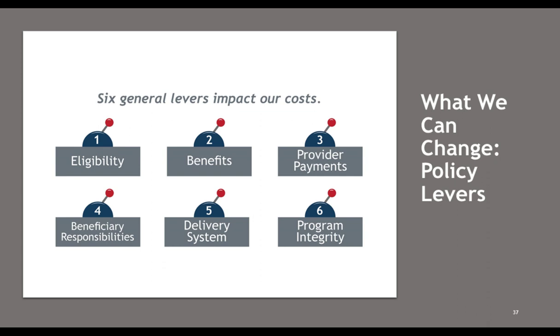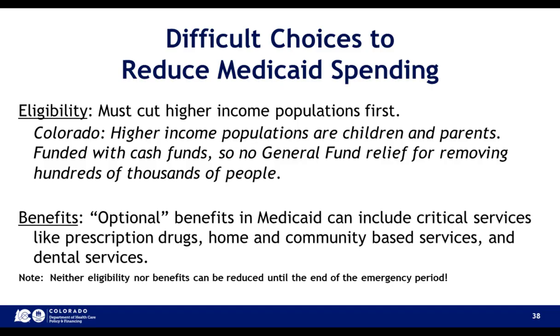So you have to be careful about that. You could also do some other things like change your delivery system, switch from fee-for-service to managed care, or make changes to your program integrity, such as doing a better job of policing fraud, waste, and abuse and things like that. So again, these things really do turn into difficult choices.